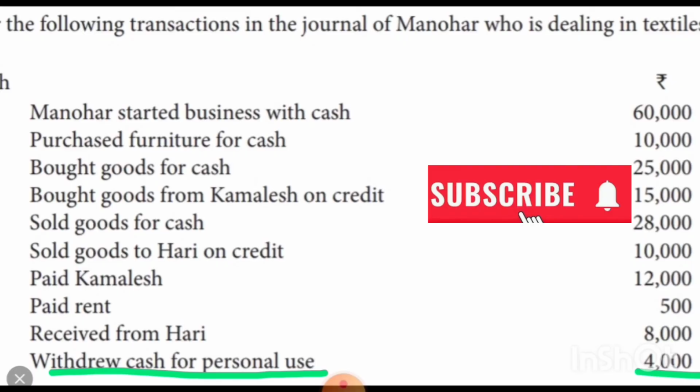Then let's see the next transaction. On 28 March, withdrew cash for personal use, rupees 4,000. What do we have to know? We have to know which two accounts are affected. Here, look at the transaction: withdrew cash for personal use, which means the cash account is directly given in the transaction. The first account is the cash account, and the other is the drawing account.